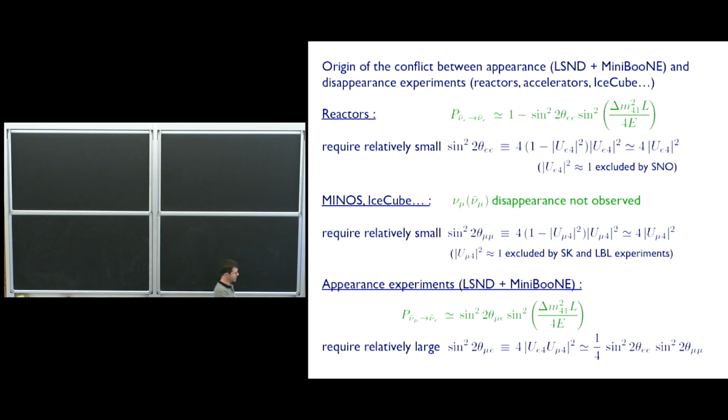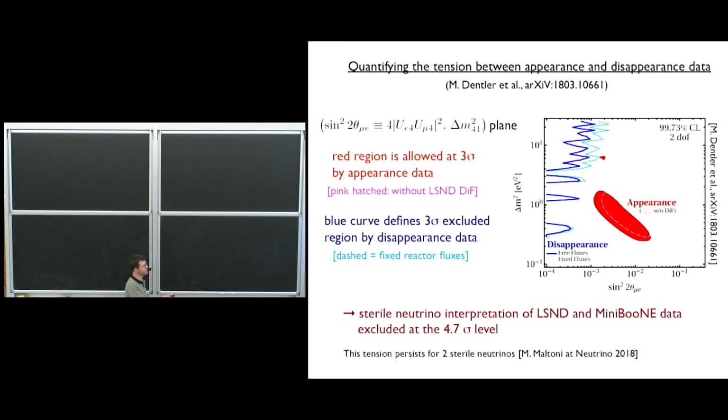So you have here a left-hand side that you want to be rather large. I said it was small, but rather large compared to the right-hand side, which is small. This is shown in this plot by these people, where you have sin squared 2 theta mu e, the appearance mixing angle, on the x-axis. On the y-axis, this is the delta m square for 1. In red, you have the region allowed by appearance data, and here in blue, this is the exclusion. The excluded region is to the right of this blue curve from these appearance experiments.